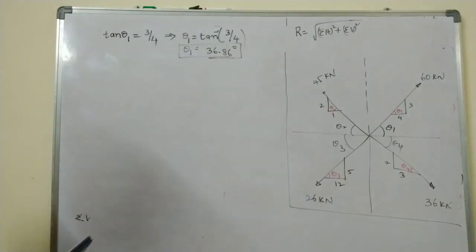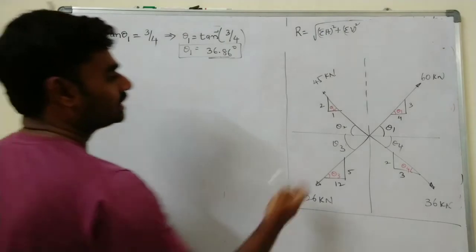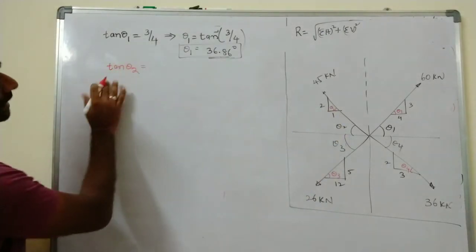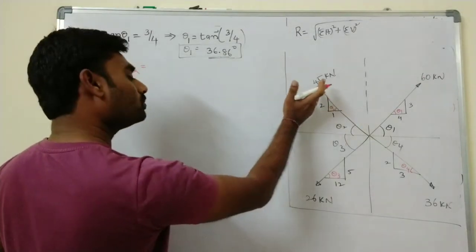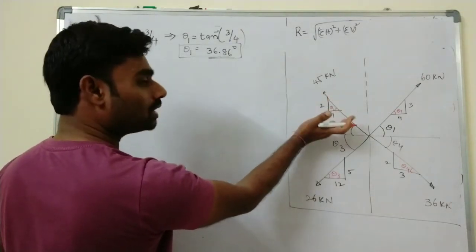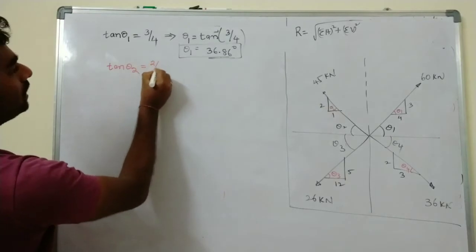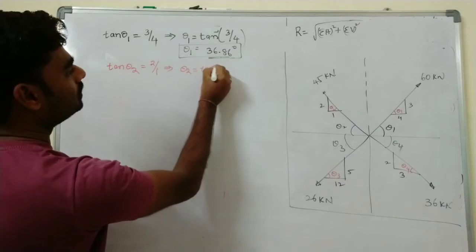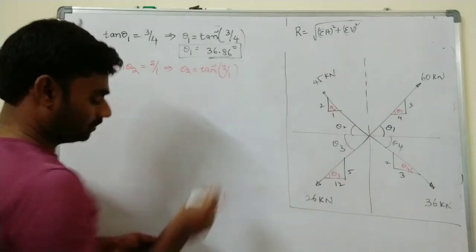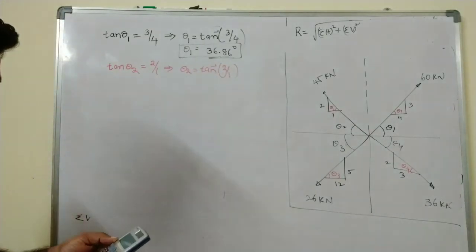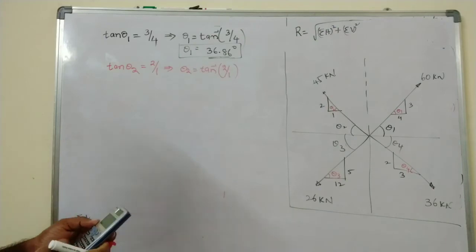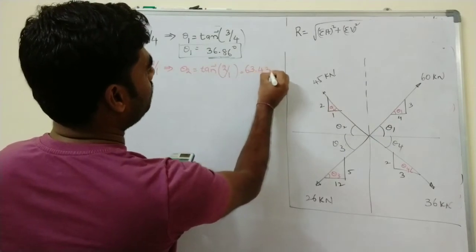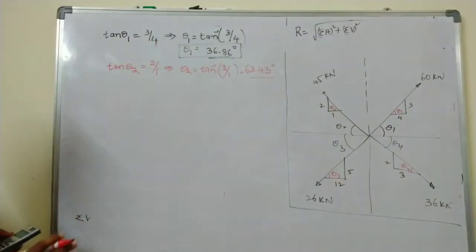Next, please consider theta 2, tan theta 2. Tan theta means opposite by adjacent. The opposite value is 2 and the adjacent value is 1, so 2 by 1. Then theta 2 equals tan inverse of 2 by 1, which is 63.43 degrees. So this is the theta 2 value.